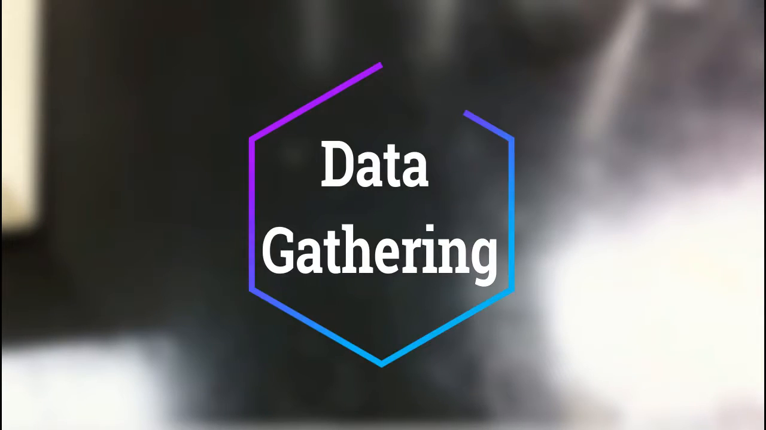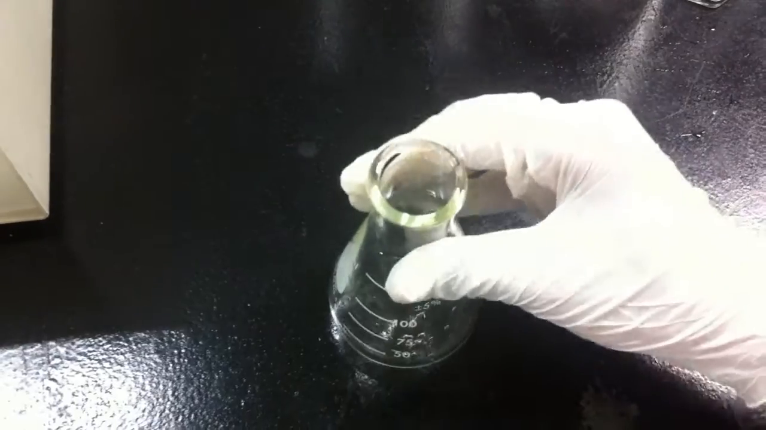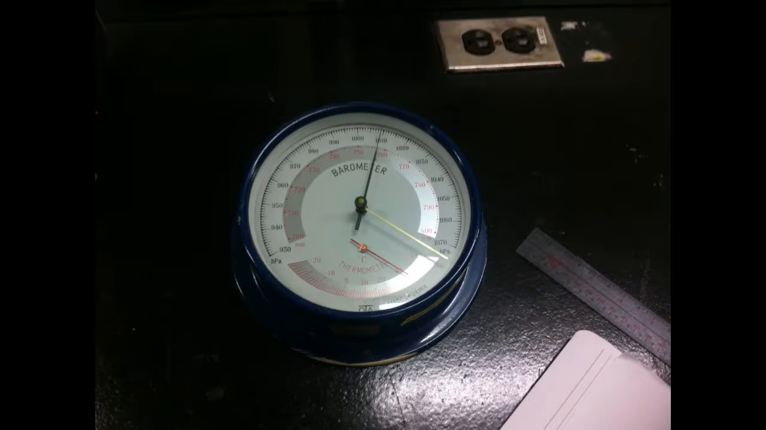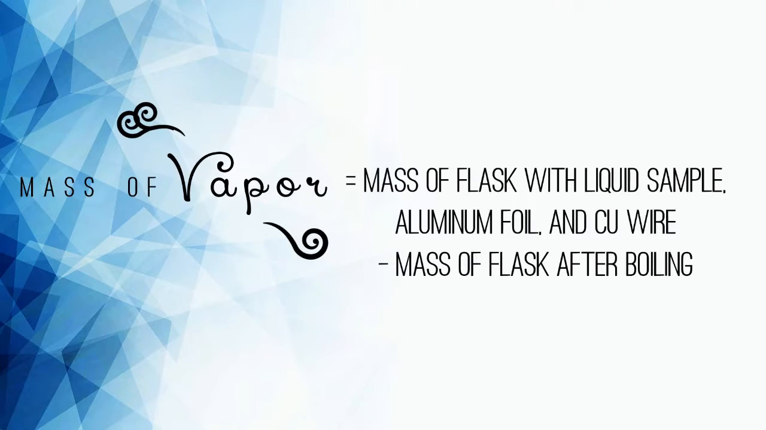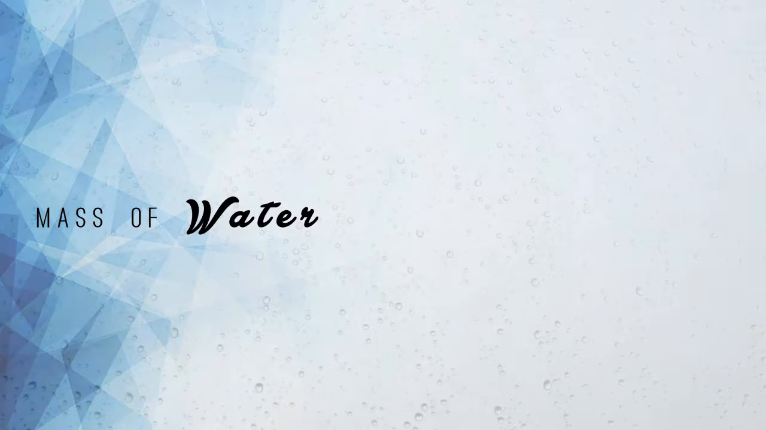After the experiment, the following data should be recorded. Mass of empty flask. Mass of empty flask with aluminum foil and copper wire. Temperature of vapor. Mass of flask filled with water. Barometric pressure. And finally, the density of water. The data gathered can be treated using the following formula.